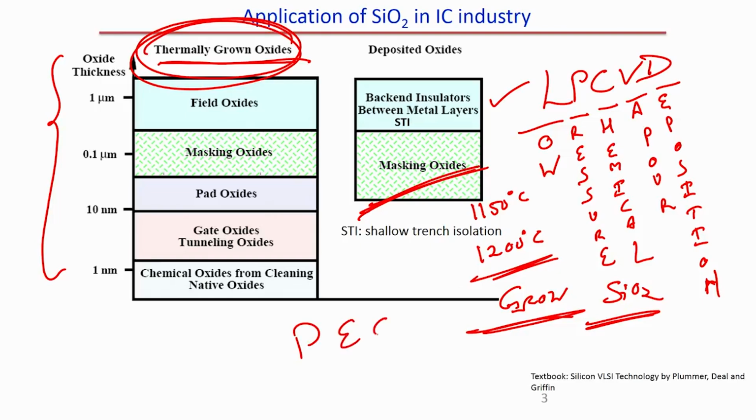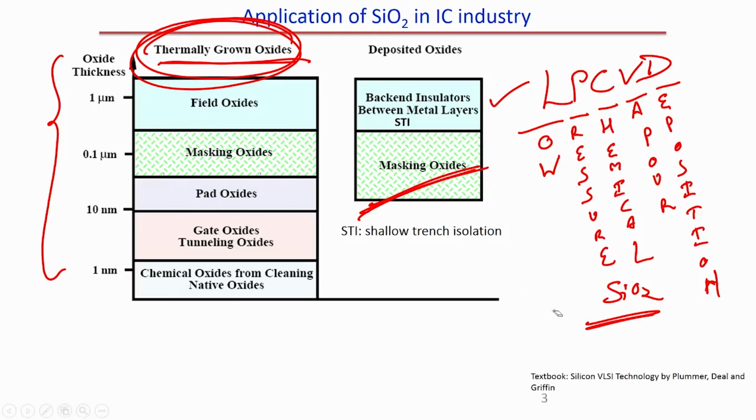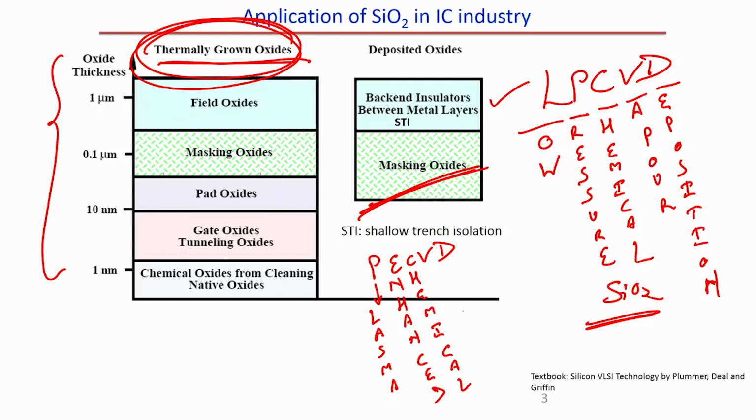Second one is called PECVD, plasma enhanced chemical vapor deposition. All right, plasma enhanced chemical vapor deposition, PECVD. This can be done from 100 to 400 degree centigrade.